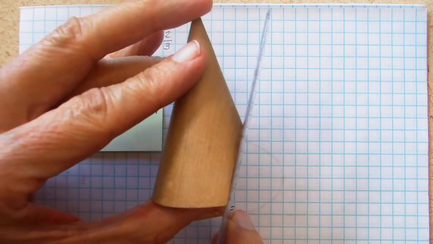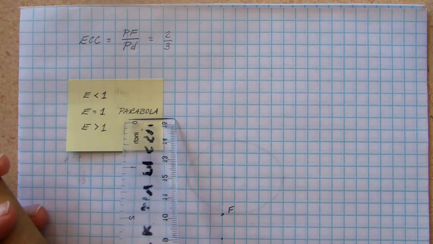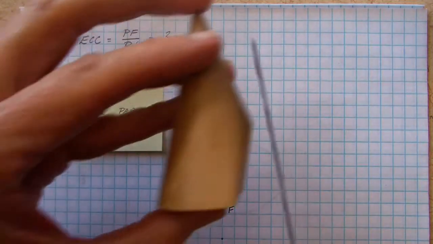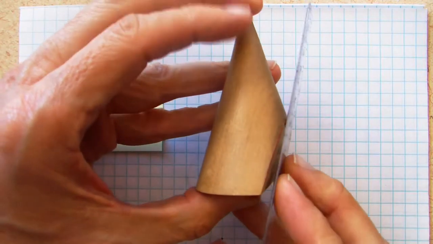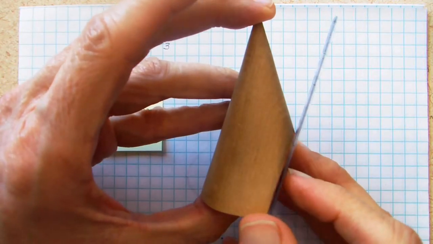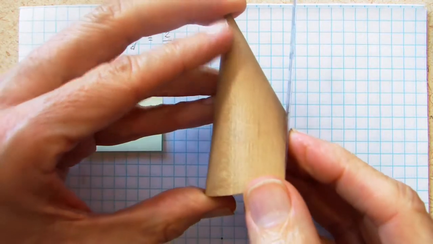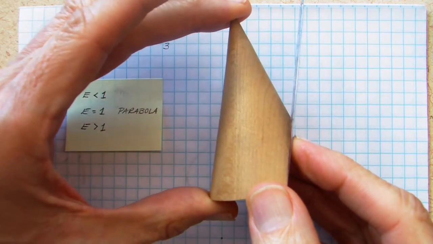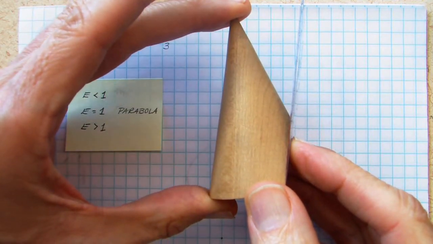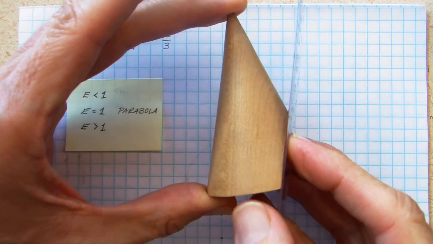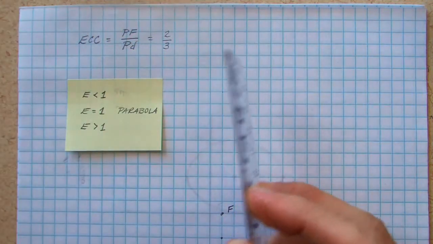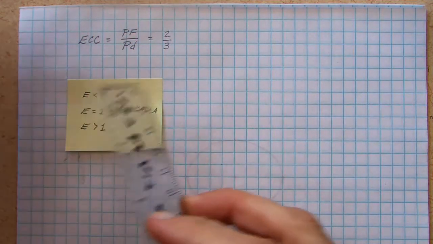And that corresponds with an eccentricity of 1 to 1, we get a parabola. It equates to the idea that you're cutting in the same direction, or parallel to the cone. And now we're going to look at what happens when eccentricity is less than 1.